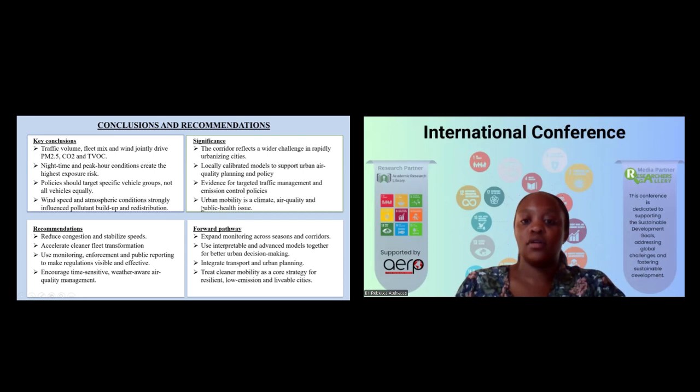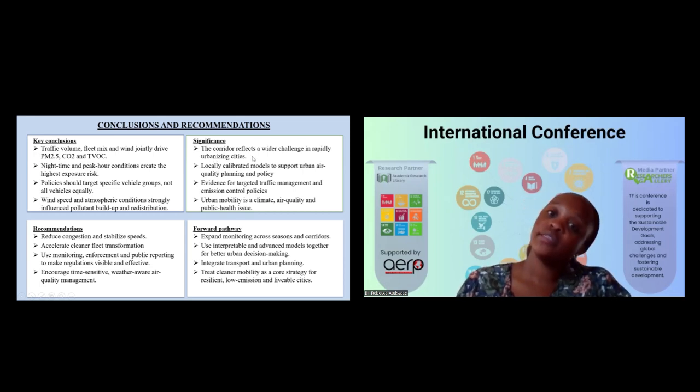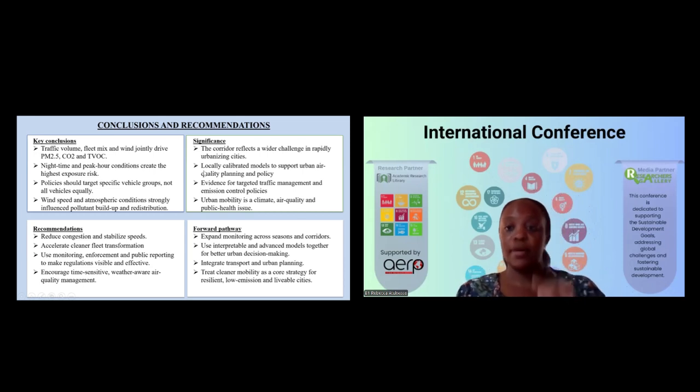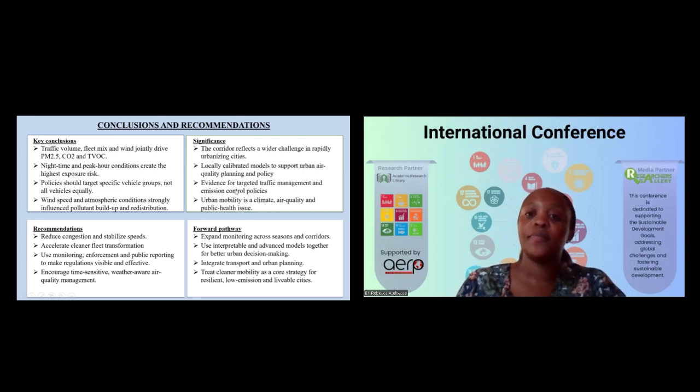And also, from my study, these corridors showed the significance of the corridor, reflecting a wider challenge in rapidly urbanizing cities. This study provided locally calibrated models to support urban air quality planning and policy. It provided evidence for targeted traffic management and emission control policies. And it shows that urban mobility is a climate, air quality, and public health issue.